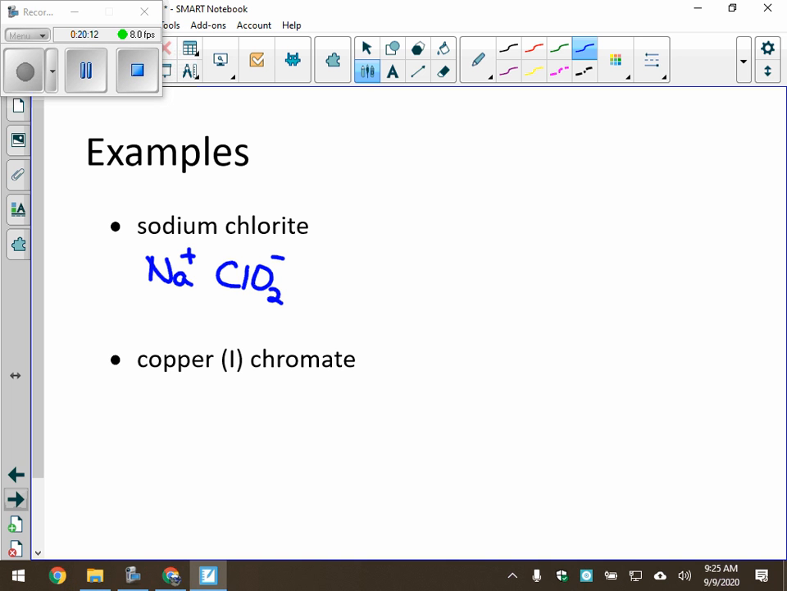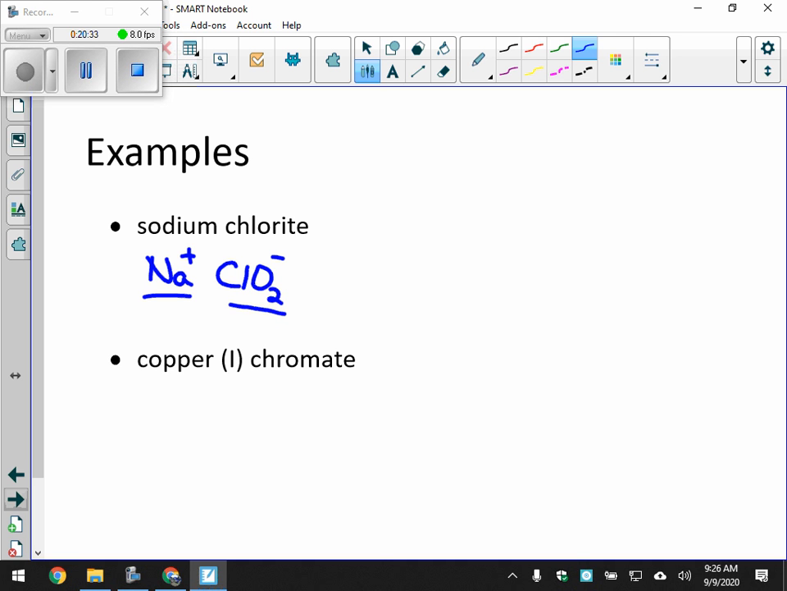Because remember, this sodium loses 1. Where's that electron going to go? ClO2, that all combined together, is looking to gain 1, yes? So that's that group of atoms together. So this one loses 1, this one gains 1. We only need 1 of each. We do not write 1s, yes?